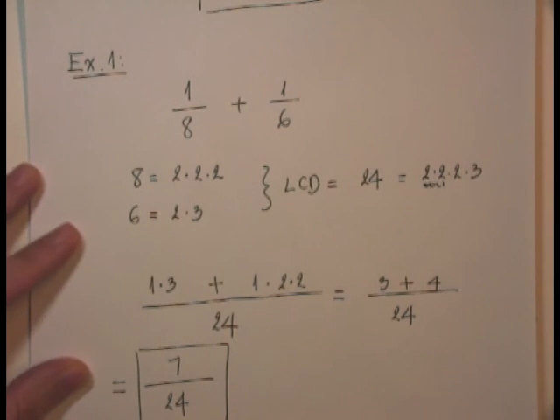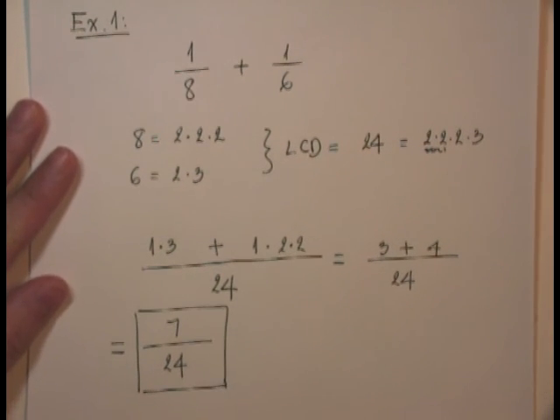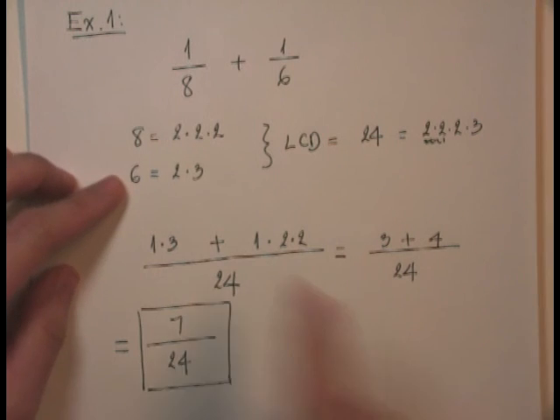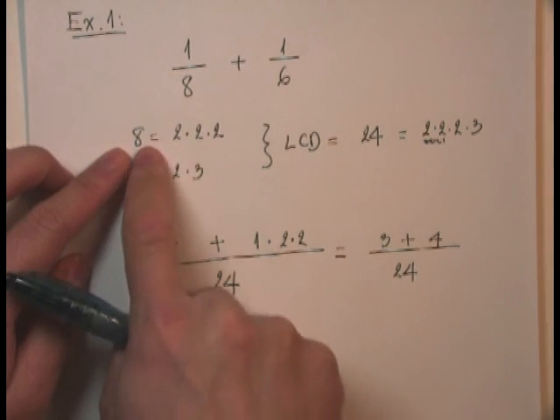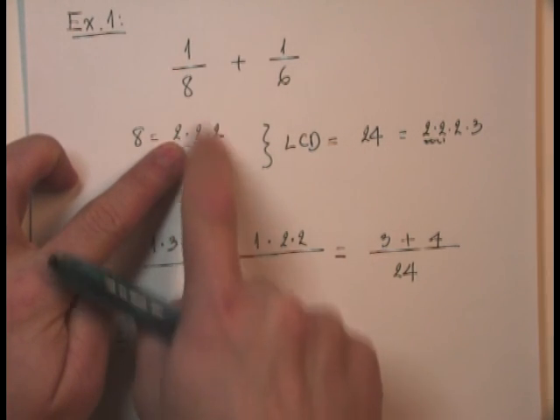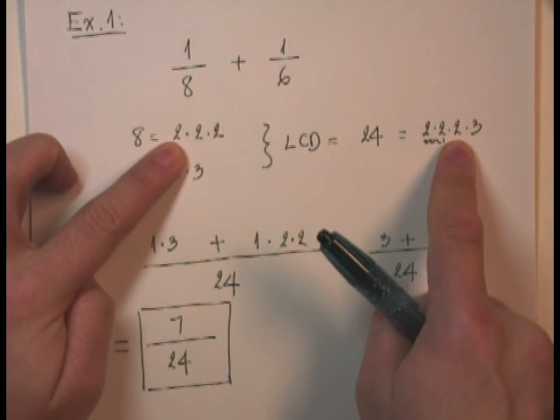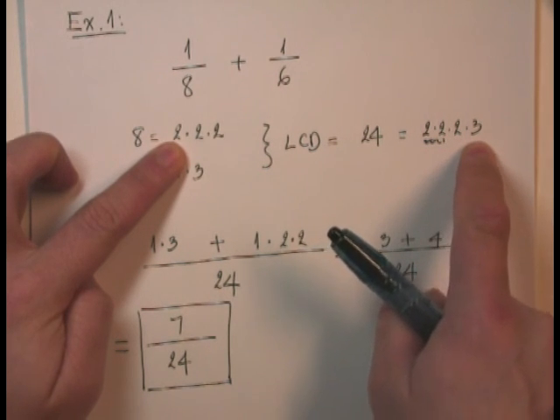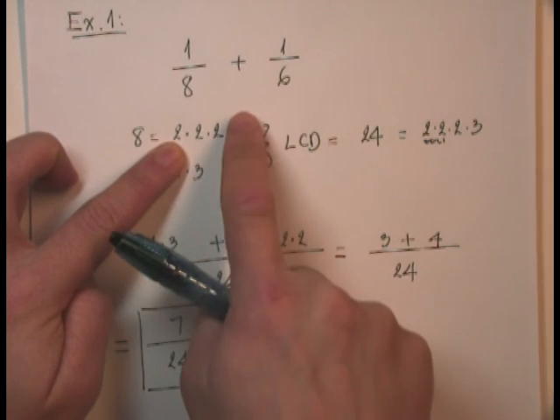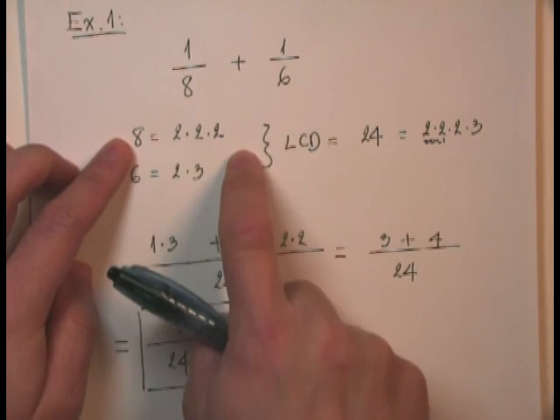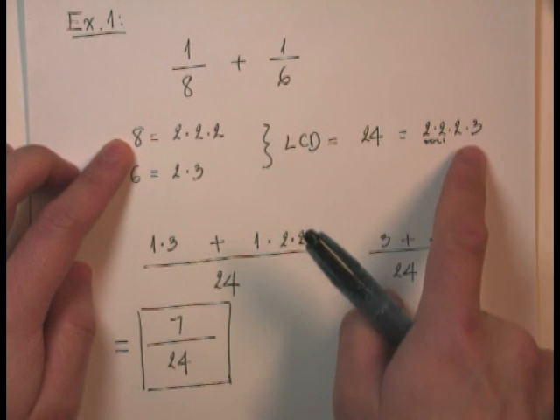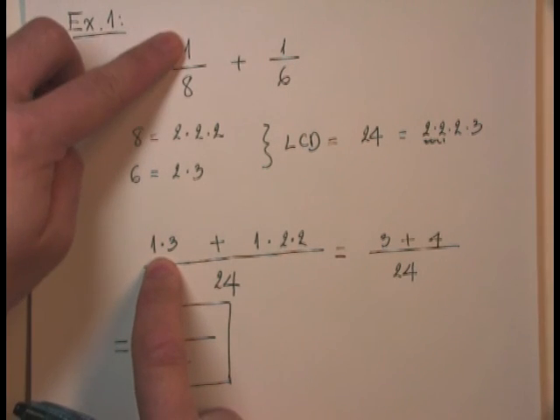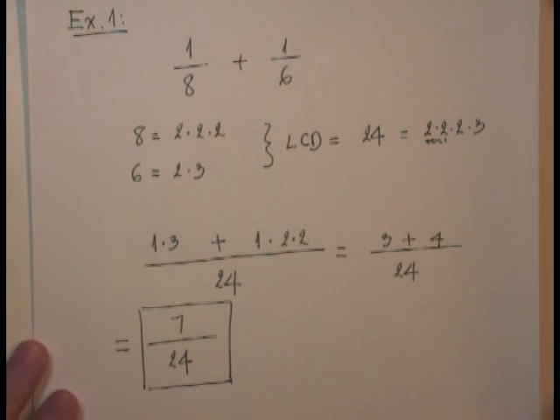Once again, the important point in this problem is that you need to check the prime factors of each denominator and compare those to the prime factors in the LCD. Whichever prime factor is not a prime factor of one of the denominators, you then need to multiply to the numerator. Everything is going to become clear as we move on to the next example.